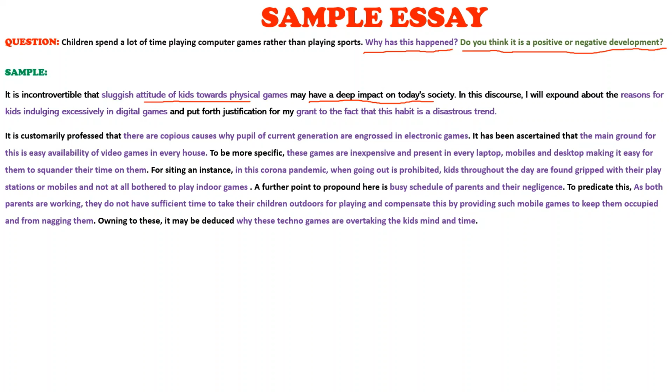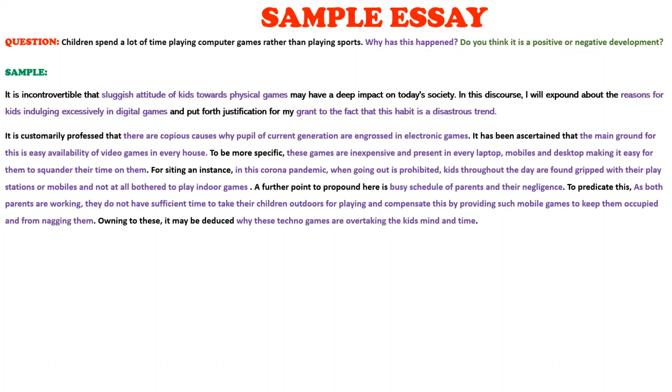Then in this discourse, I will expound about the reasons. Okay, why has this happened? So reasons for kids indulging excessively in digital games. And then I have answered my first question, and put forth justification for my grant, that is my agreement to the fact that this habit is a disastrous trend. Okay, so this is disastrous trend, that is negative trend. So my second question answered. So I have covered both first question and second question here.